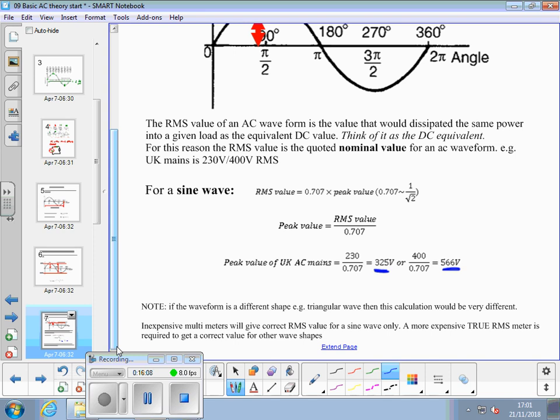All right, so it's just worth knowing that meters read RMS. What the cheap ones do is read average, which is about 0.636 of peak, I think, and then use internal conversion to convert between that and the 0.707 value of a sine wave. So if you're not doing a sine wave, that conversion factor is incorrect and it gives you an incorrect reading. Okay.